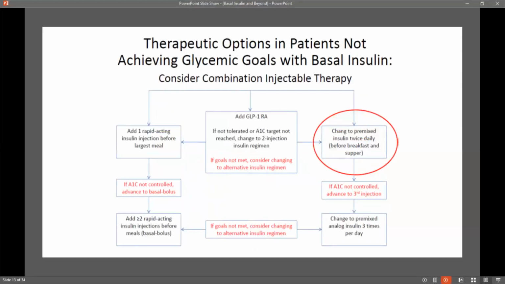So yeah, we already talked about this. If they need more than 2 injections and they cannot take it, then we can do premixed injections as well.